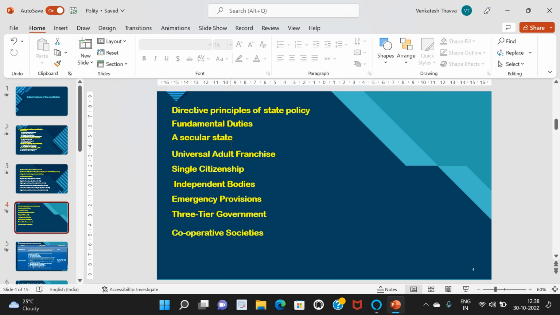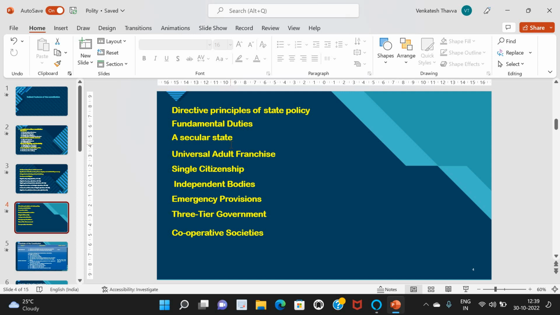Next, coming to secular state. The Constitution does not uphold any particular religion as the official religion. It gives equal respect to all the religions, with no official religion of the state. It adopted the Western concept of secularism, that is, complete separation between religion and state. It adopted the Indian concept of secularism, that is, giving respect to all religions and protecting all religions equally. The word secular was added through the 42nd Constitutional Amendment Act of 1976.